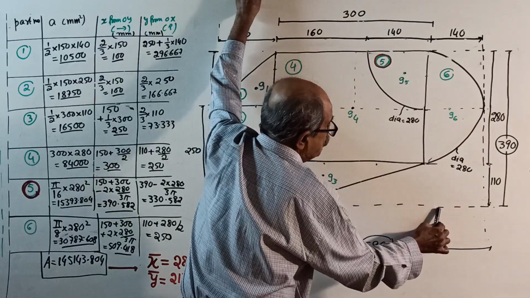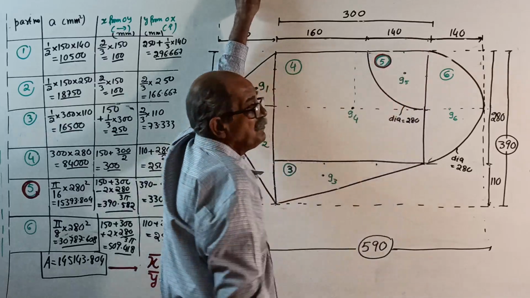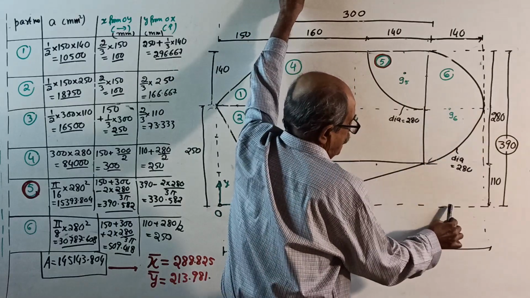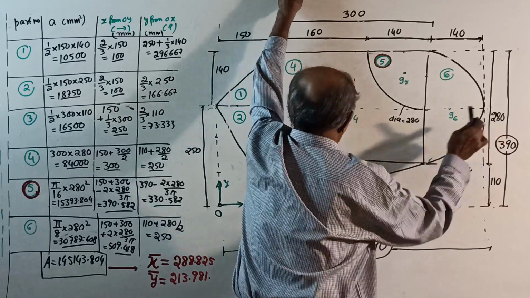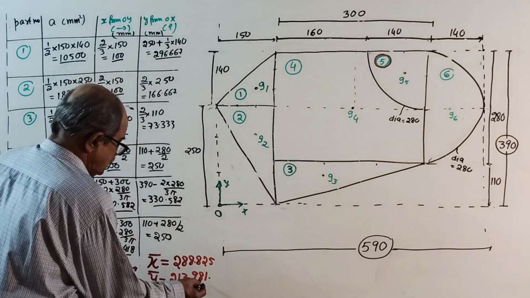You can do one thing. Total 390 minus 2D by 3 pi. Y6, 110 plus up to the midpoint here, 280 by 2. Using this one, you will get y bar.